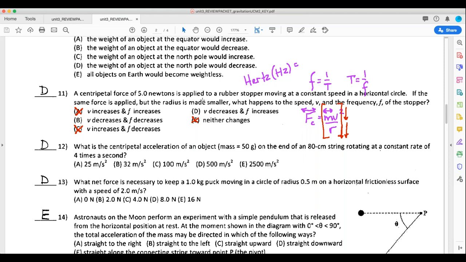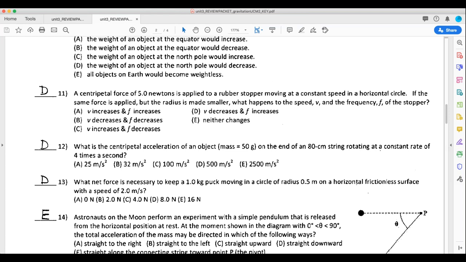But most of these problems, this is a great learning opportunity. Most of these problems do reduce to some sort of a 50-50 problem, and so this one does. Now there's the speed question. So we know it's either B or D. We just have to figure out what happens to frequency.